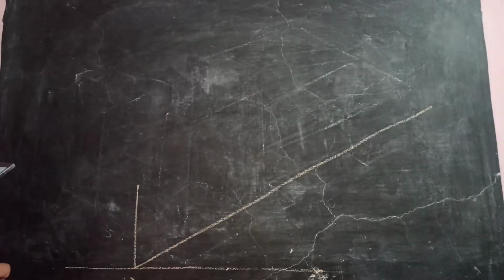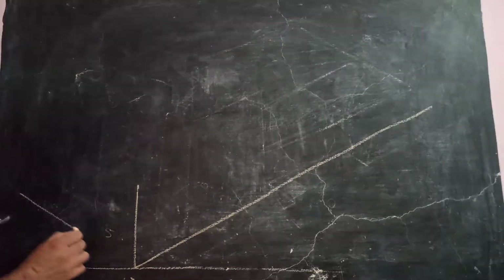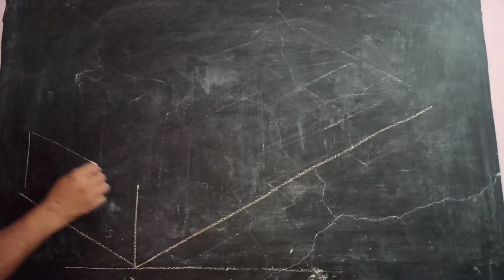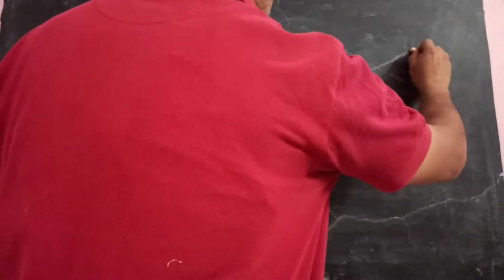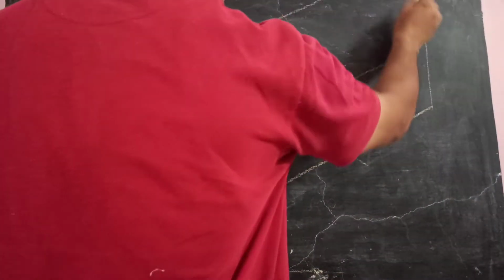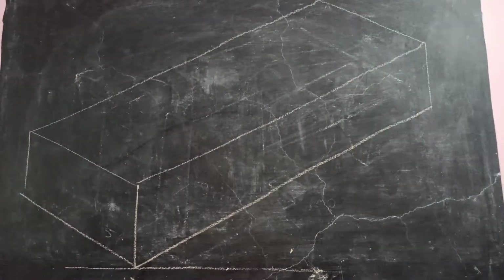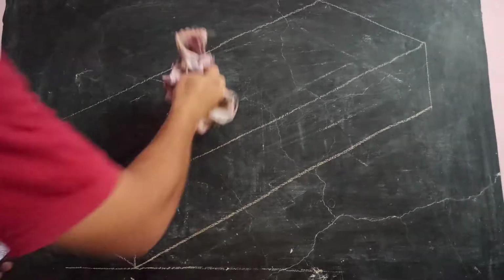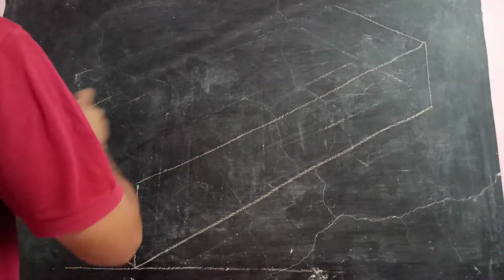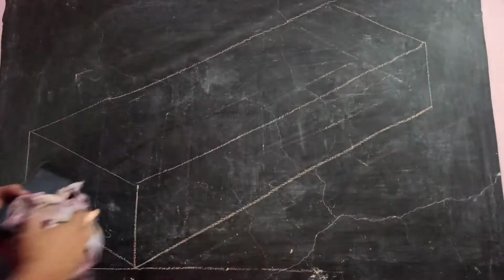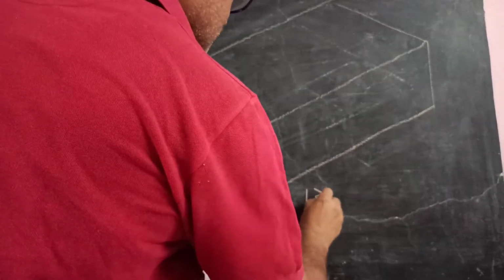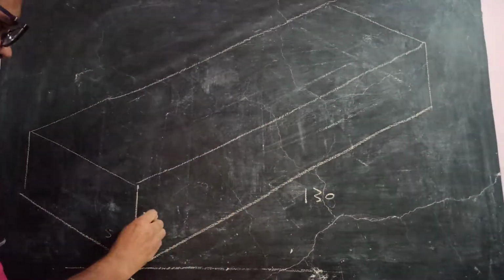This width is given here as 40. So this is 40. You can complete this platform. So this is the platform ready with us. So it is 130 by 20 by 40.